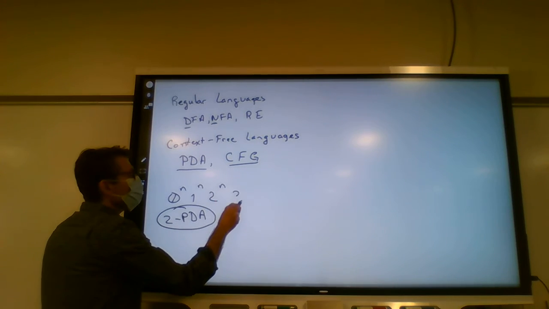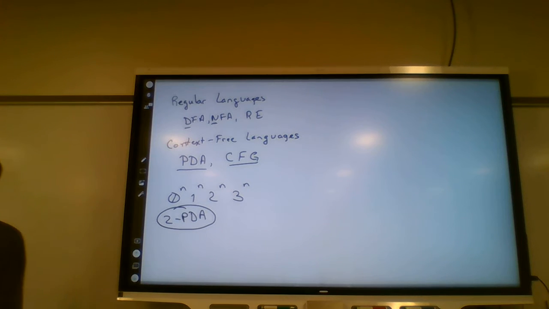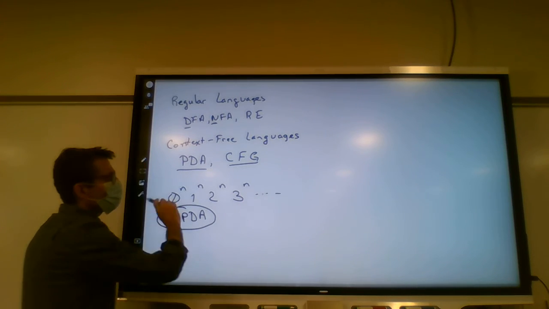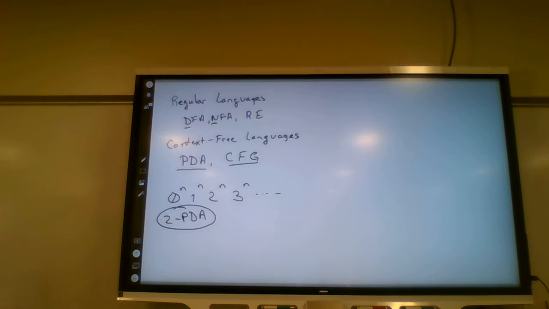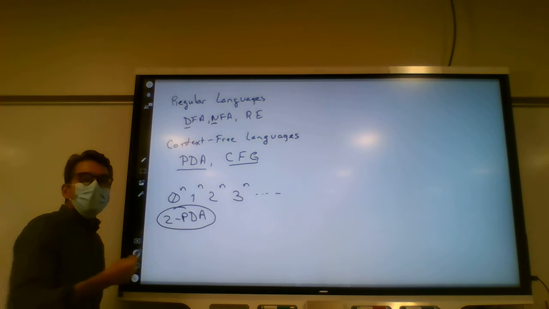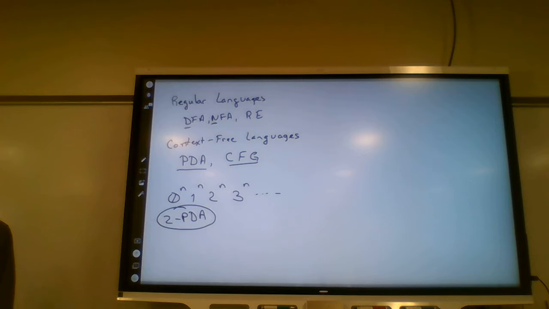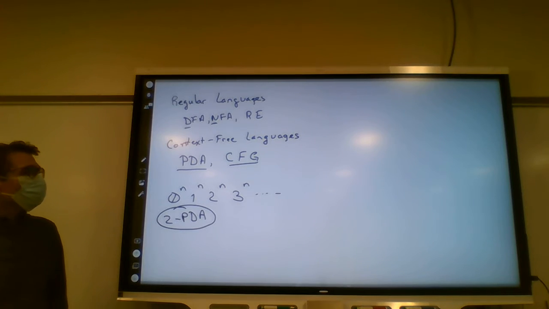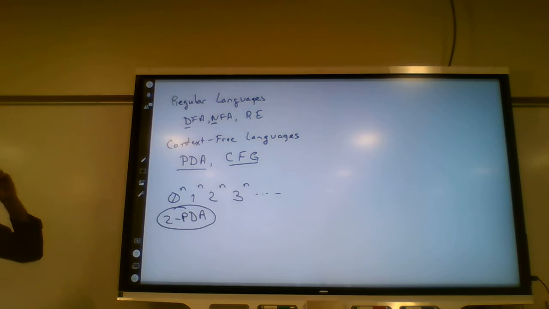And then we talked about if we even did something like this. This language, again, is not context-free, but with two stacks, we could still take care of it. And we could even go on as long as we want, and we never needed more than two stacks to deal with things like this. Okay, but what we didn't answer was, would we ever need more than two stacks, right? Are there languages that might require more than two stacks?